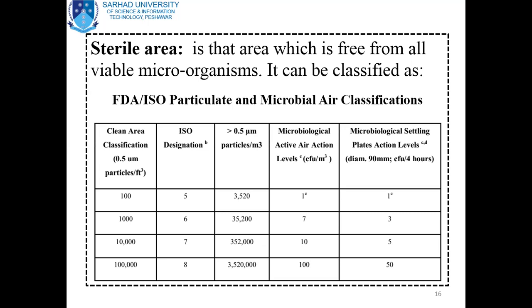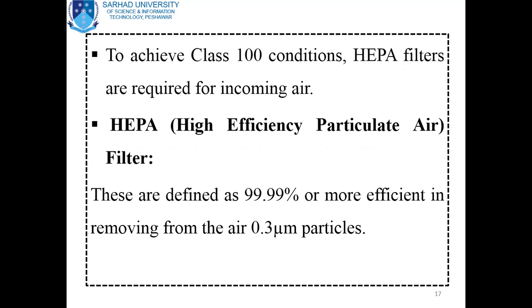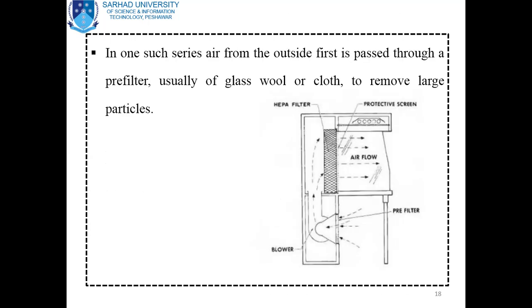I have told you about the sterile area, the FDA and ISO particulate and microbial air classification, the different classes. And I have told you about the HEPA filter, what the efficiency of the HEPA filter is, and how much particle size. It is 0.3 micron particles that should be removed efficiently, with more than 99.9% efficiency of the HEPA filter.